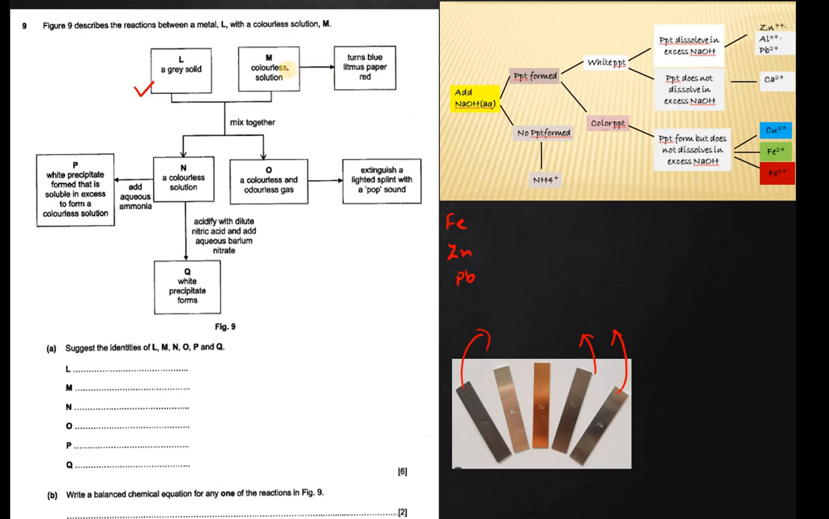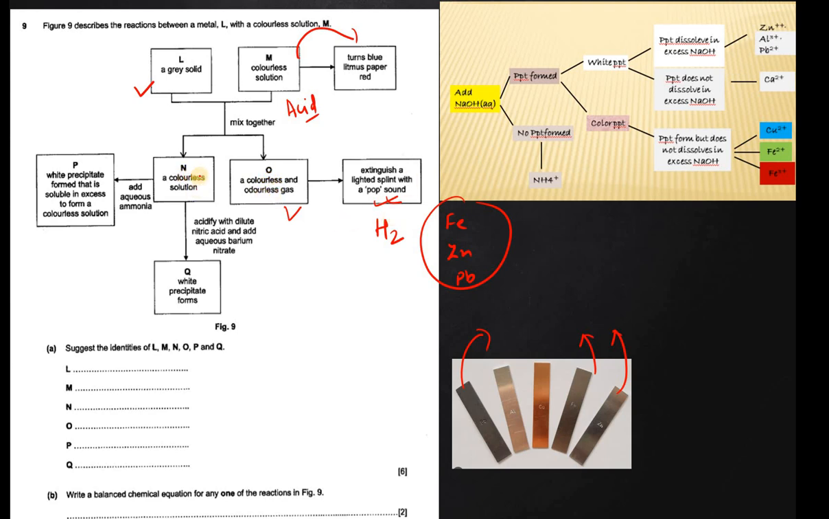Now when adding the colorless solution, it turns blue litmus paper red. It means it is an acid. The solid is gray, so it can be these three. Now they are mixed together, meaning you are mixing a metal and an acid. So it will obviously give you a colorless, odorless gas, and when it is ignited with a pop sound, it means it is hydrogen gas. So it is confirmed: yes, it is an acid, and the gas is hydrogen gas. That's why the pop sound is coming.